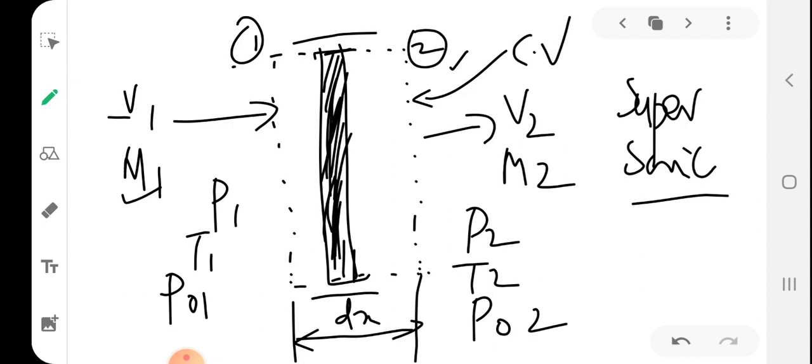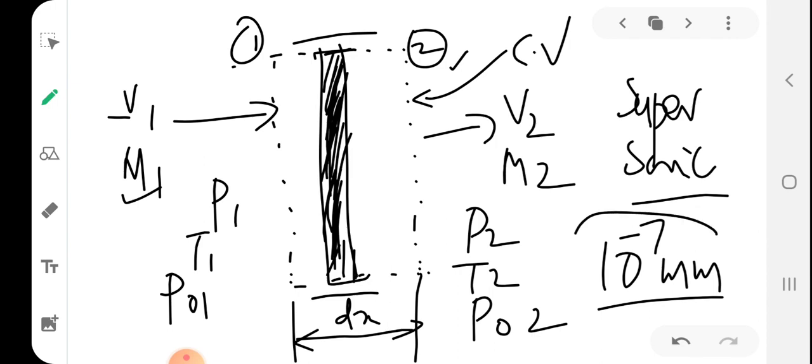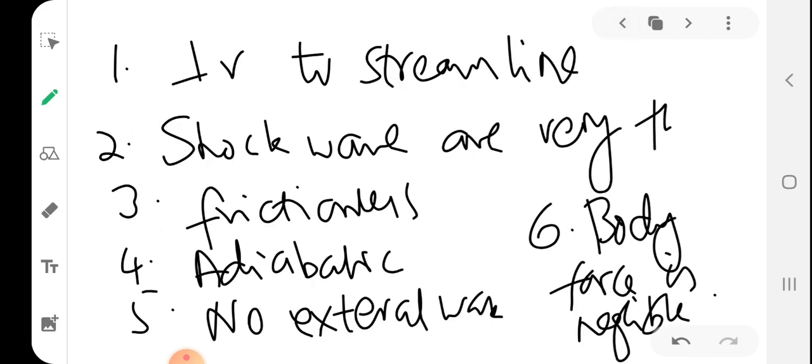So the length of the control volume is infinitesimal enough to accommodate the thickness of this shock wave. Actually, the thickness of a shock wave is of the range of 10 raised to minus 7 mm. So the shock wave will be this thin. Very thin. We have already discussed that general characteristic of a normal shock: shock waves are very thin.